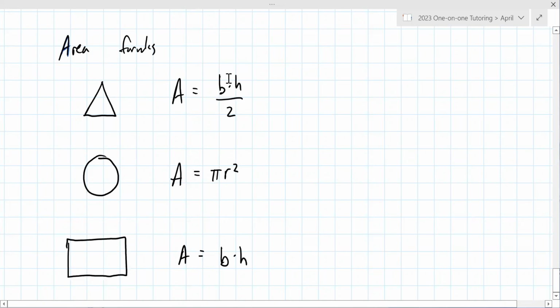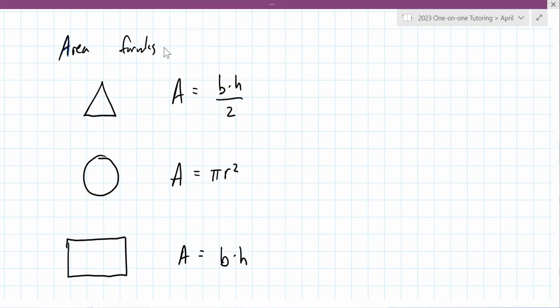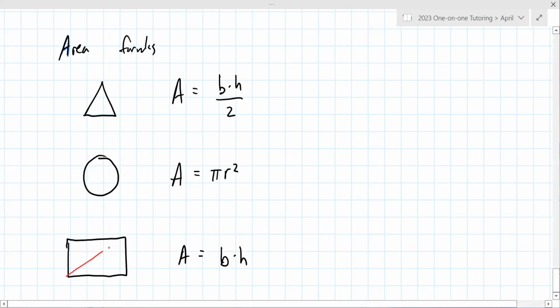Oh, wait a second. Yeah, if you got two triangles, that makes a rectangle. That's right. I was about to show you that. So we'll do it here. See how it's two triangles. That's why it's base times height. Okay. Yeah, wow. I didn't even think about that till right now.